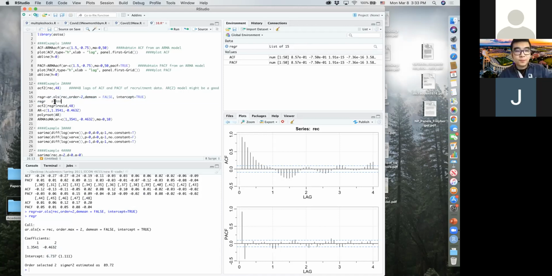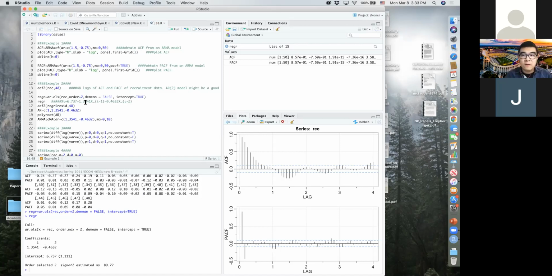So we got our AR model: x_t equals 0.6737 plus 1.3541 x_{t-1} minus 0.4636 x_{t-2}. Okay, so this is our regression results.